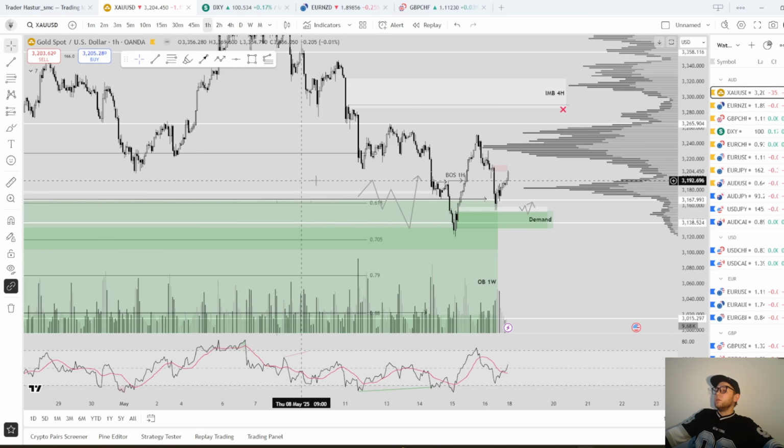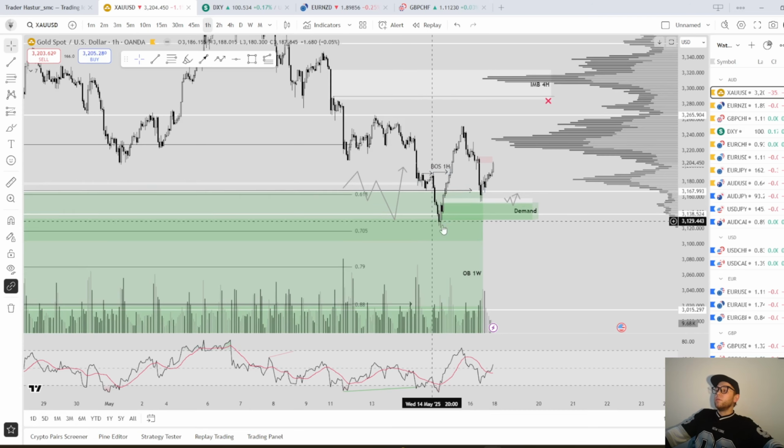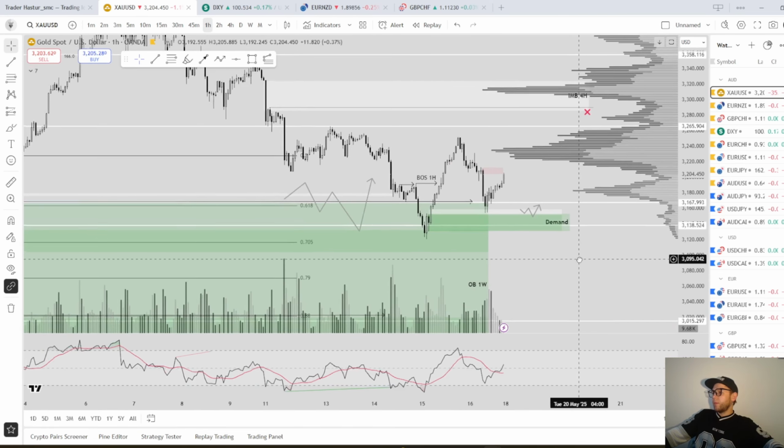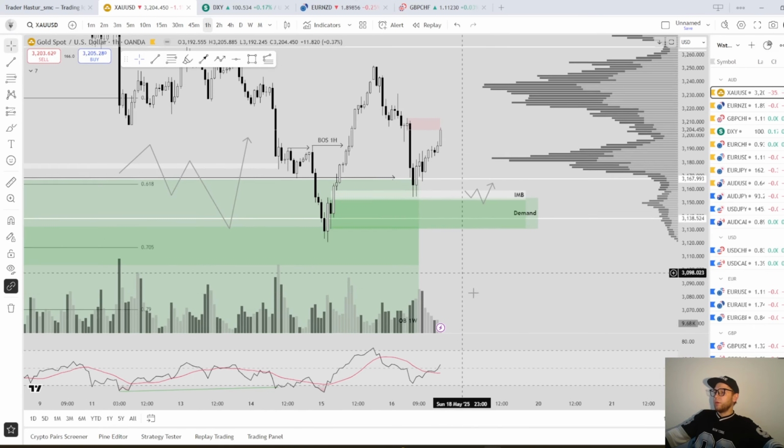Today we continue analyzing gold. Like I said, we need confirmation on the lower time frame. Now we have confirmation on the 1 hour time frame.